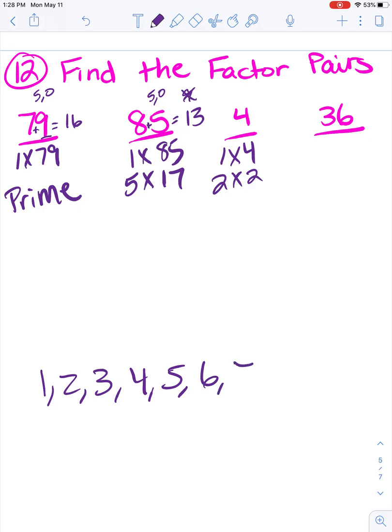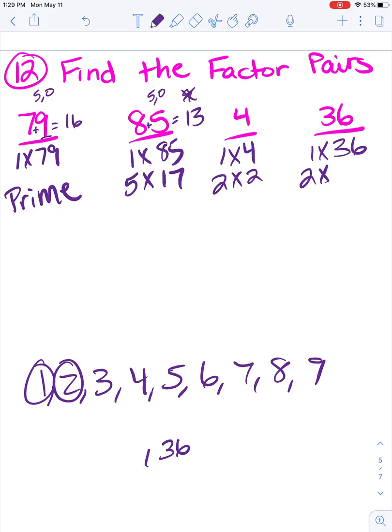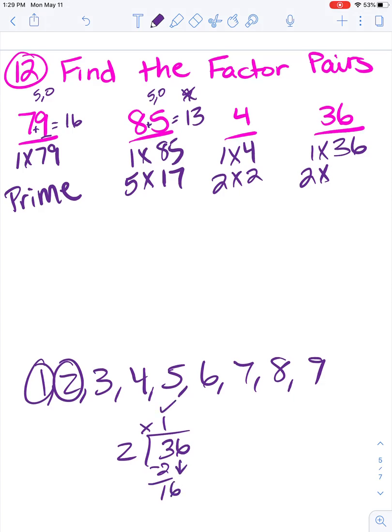We're going to do it again for 36. Again, takes no time to do it. I know 1 goes into everything. I know 2 goes into it because it is even. And we're going to do quick math. Goes in once, multiply, subtract. 1 is less than 2. Bring it down. If I bring it down, we must repeat. 2 goes into 16 8 times. Goes in evenly. So 2 times 18.